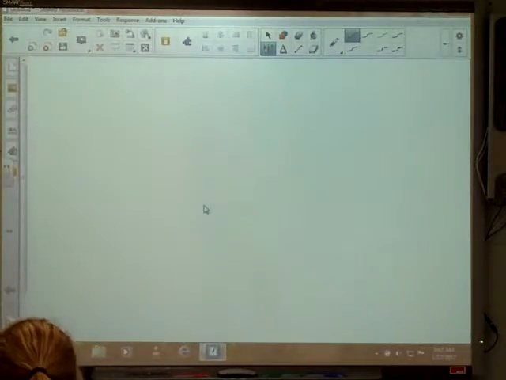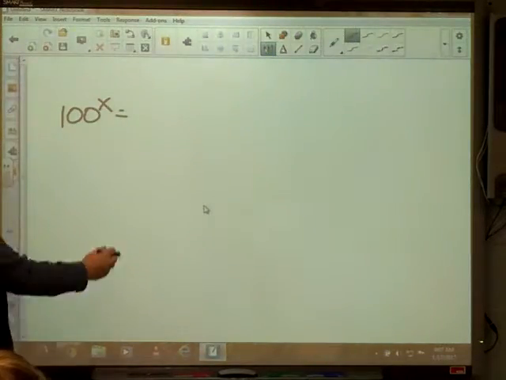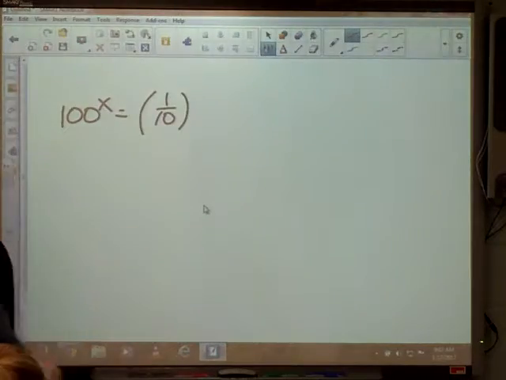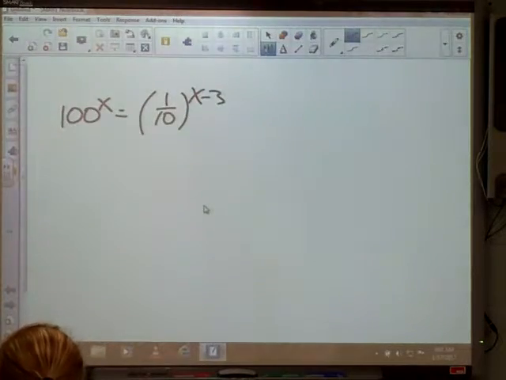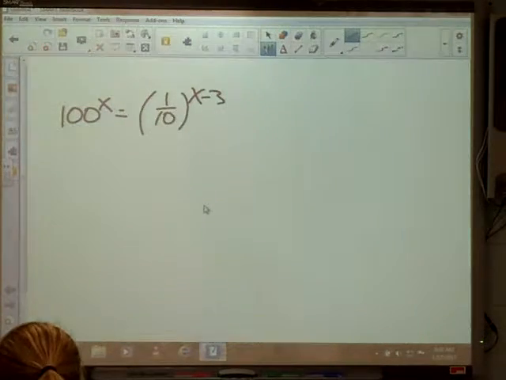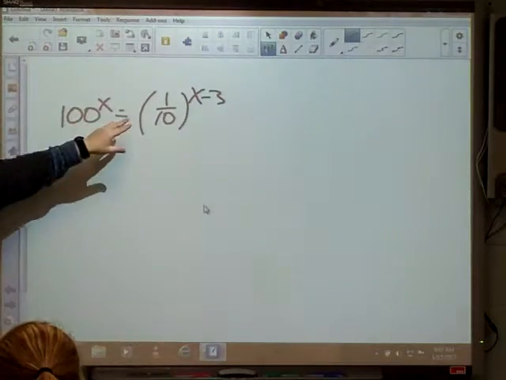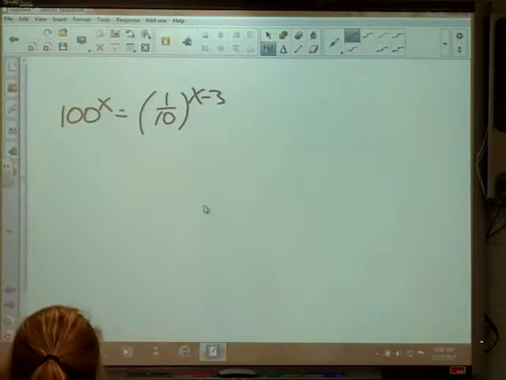This first one says 100 to the x power is equal to 1/10 to the x minus 3 power. We're actually going to figure out what x is. When we started this log and exponential stuff a long time ago, one of the first things we looked at was rewriting them so they have the same base. If I can get these to have the same base number, then my exponents will just be equal to each other. So the first thing I'm going to look at is, can I make these the same base?